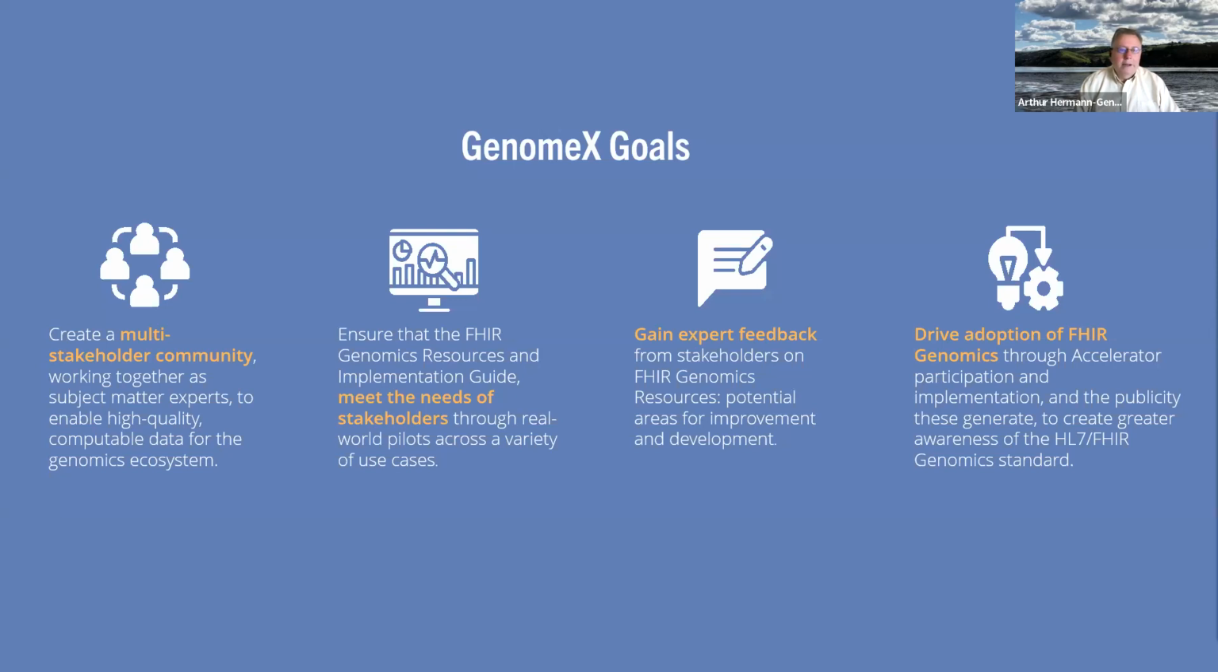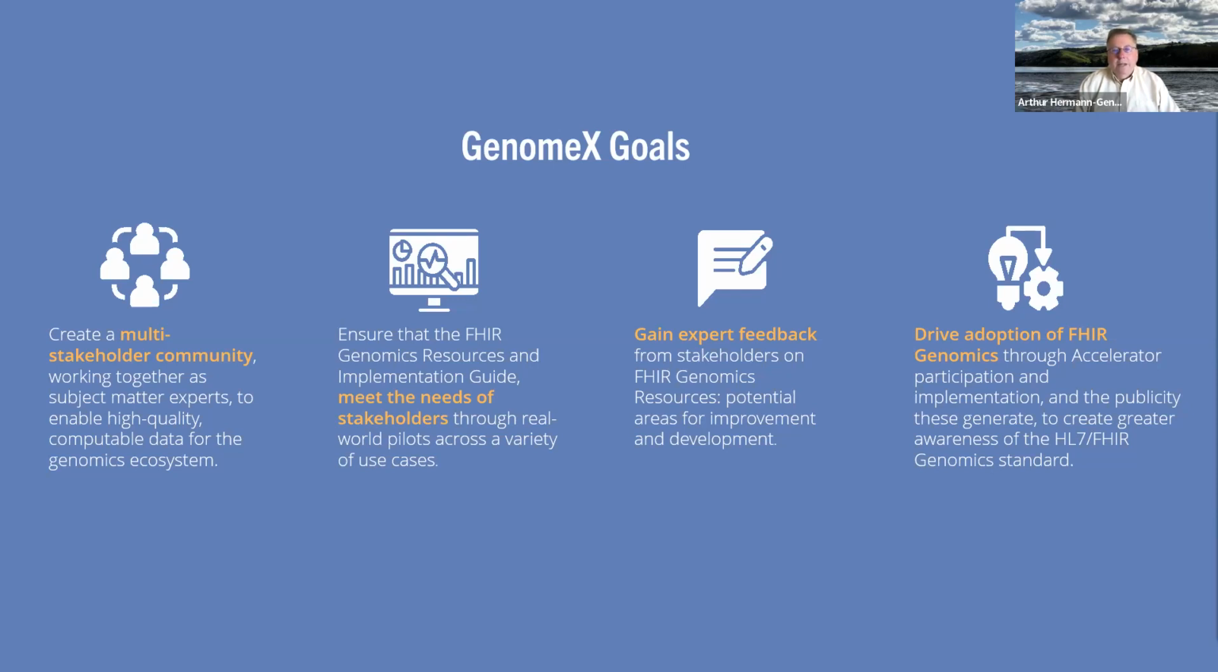But this is a multi-stakeholder community, and it's a complex ecosystem, as you all know. You represent different parts of what I'm calling the genomics ecosystem out there, and we really want as many stakeholder points of view represented and involved as possible. And then, the flip side of that is we want to ensure that the FHIR genomics resources and IG meet the needs of those stakeholders. And we're doing that through real world pilots, as we've said.